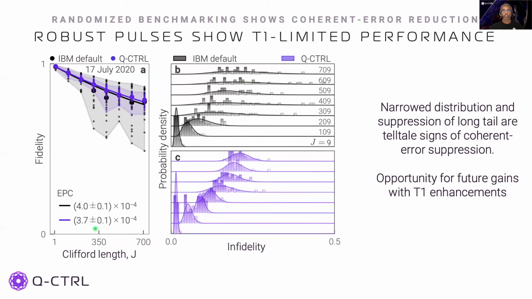The most important difference, however, appears when we look at the distribution of the RB outcomes for different sequence lengths. The IBM default pulse shows skewed and broad distributions, a signal of coherent errors. On the other hand, for the robust pulse, these errors are suppressed, leading to narrow and symmetric distributions, indicating that the errors are dominated by incoherent T1 processes.